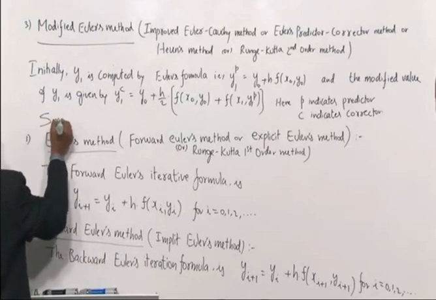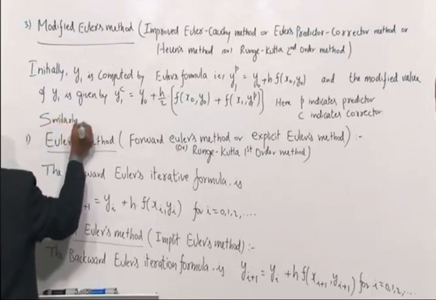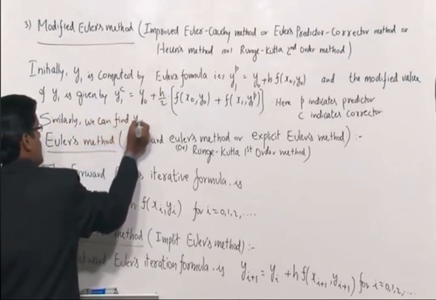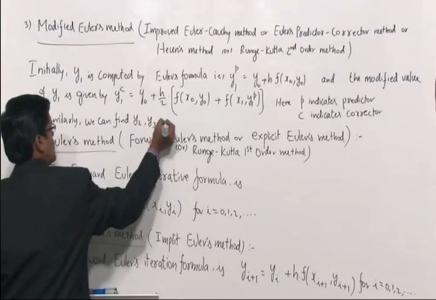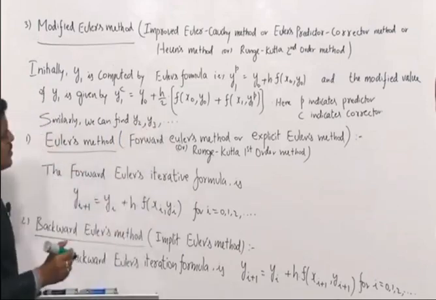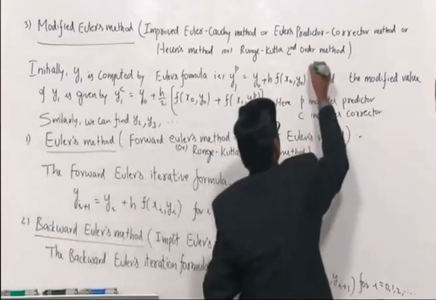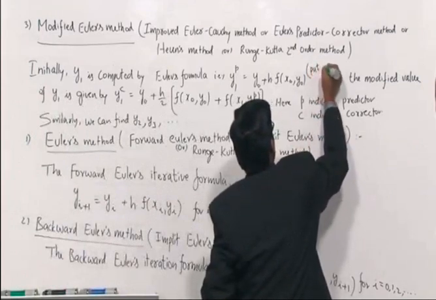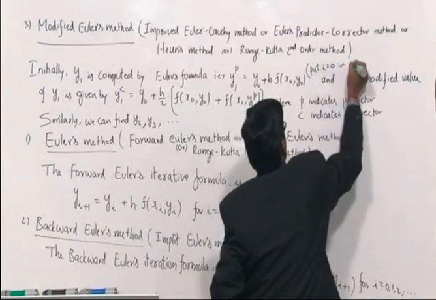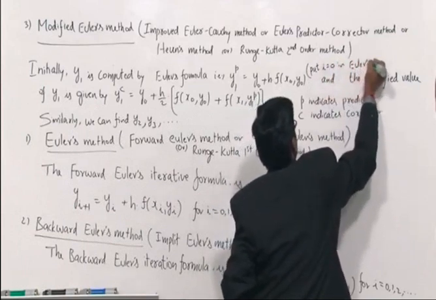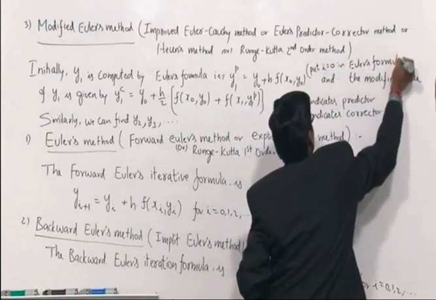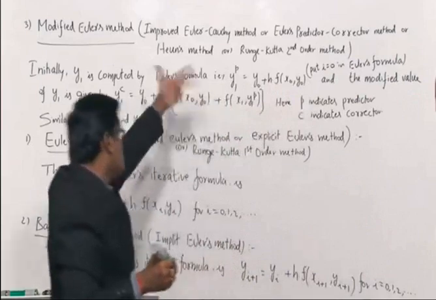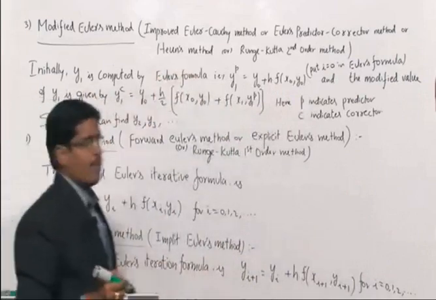Similarly, we can find y2, y3, and so on. So here what I have done is put i is equal to 0 in Euler's formula. This is obtained by Euler's formula after taking i is equal to 0, and we improved or modified another value of y1.